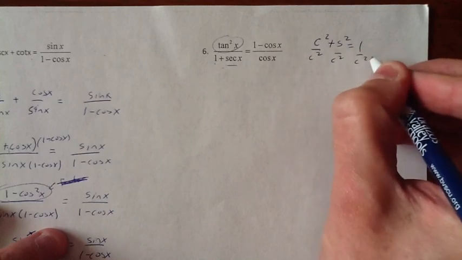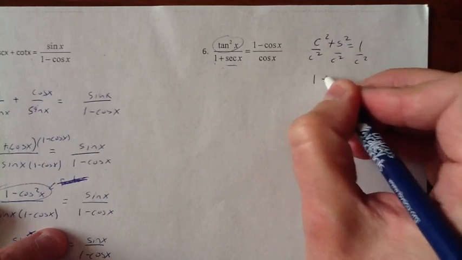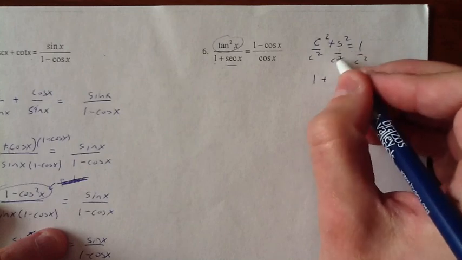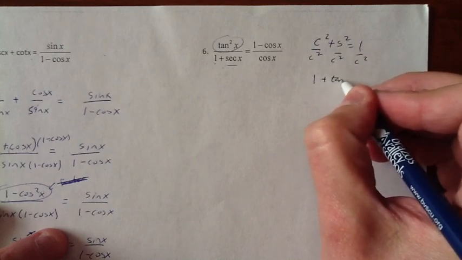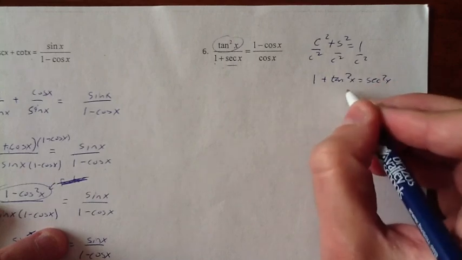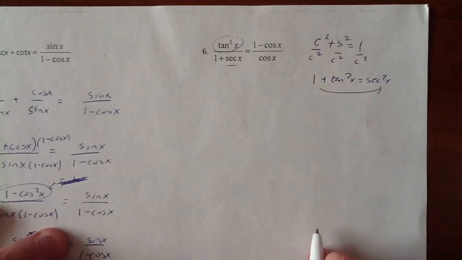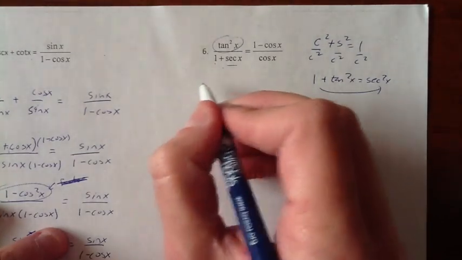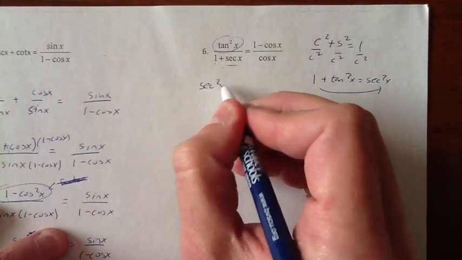Remember, I don't memorize these. You don't have to. This is 1 plus tangent squared of x equals the secant squared of x. So I could write tangent squared of x as secant squared of x minus 1. And that's what I'm going to do. Secant squared of x minus 1.